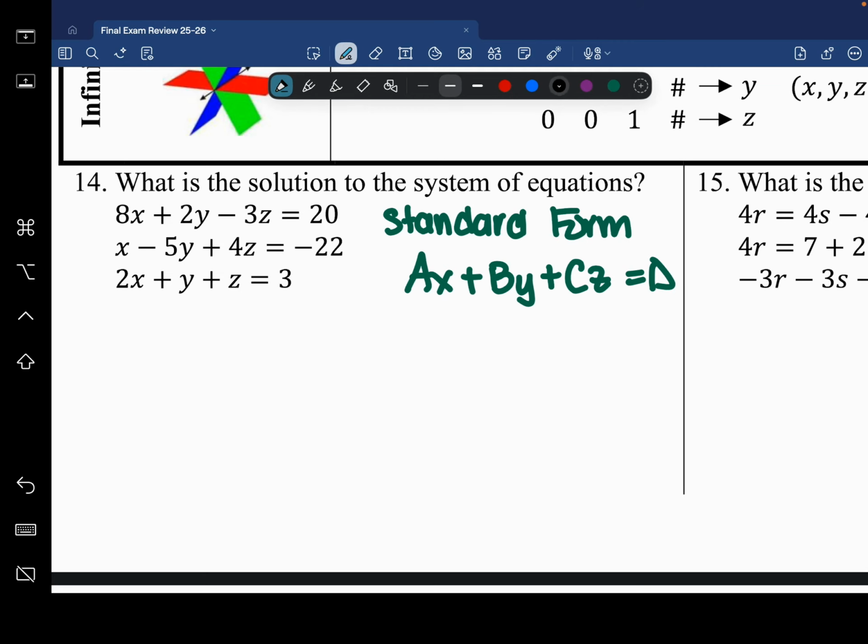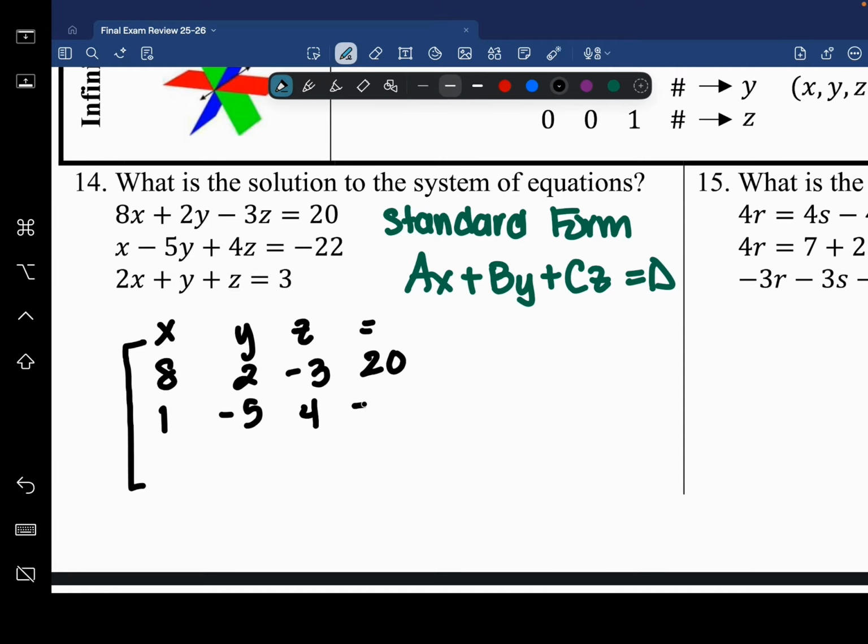So what we can do is we can go ahead and put that into a matrix. And so we need a 3 by 4. So we have 3 rows, 4 columns. Each column is for a variable and then the equal sign. So we have 8, 2, negative 3, 20. We have 1, negative 5, 4, negative 22, 2, 1, 1, 3.